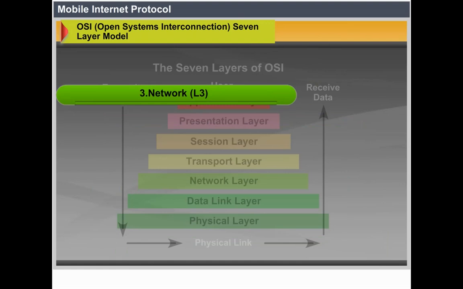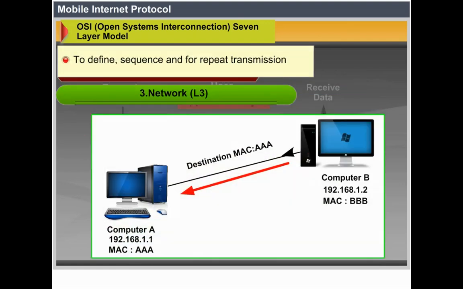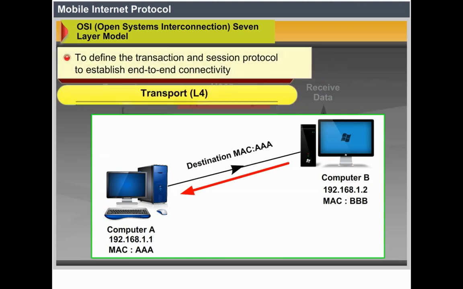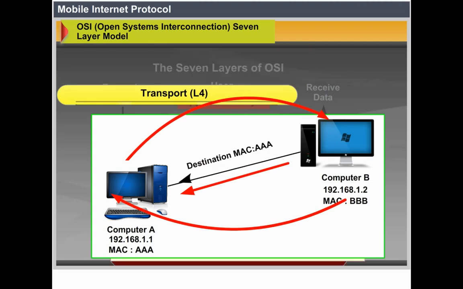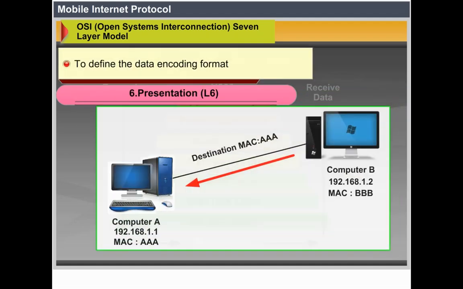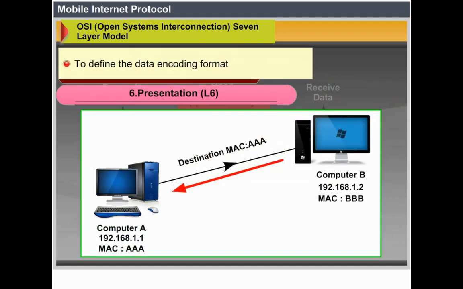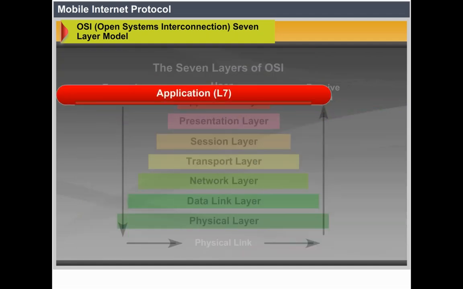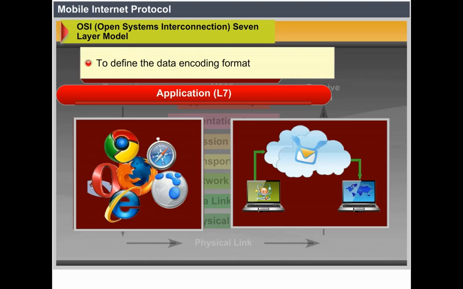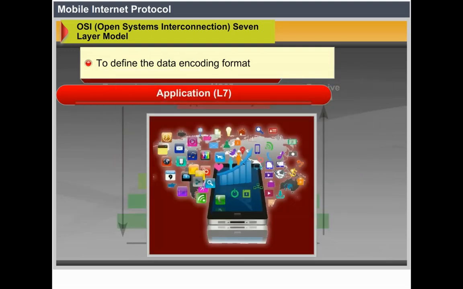Transport, L4, for defining, sequencing, and for repeat transmission. Session, L5, for defining the transaction and session protocol for establishing end-to-end connectivity. Presentation, L6, for defining the data encoding format. Application, L7, for running a web browser, mail transfer, or mobile e-business application.